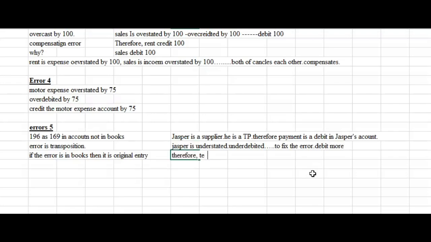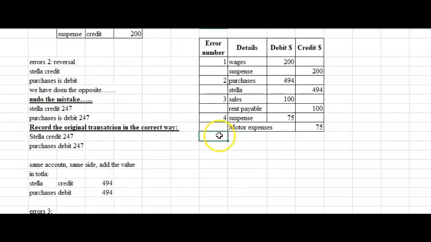To correct an underdebit, we need to debit the account with the missing amount. To find the missing amount, we calculate the difference between the actual value and the recorded value. $196 minus $169 equals $27. This is the amount that should be debited to Jasper's account. Since only Jasper's account is affected, the credit side is left empty, and we record this in the suspense account. Therefore, the correcting entry is debit Jasper $27 and credit suspense $27.